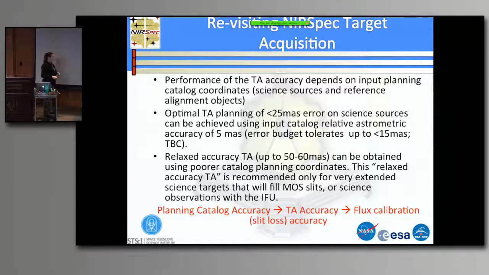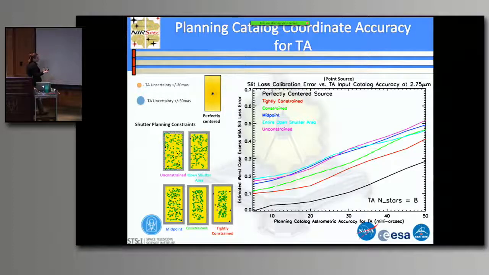It turns out that planning catalog accuracy translates to target acquisition accuracy, which then translates to flux calibration and slit loss accuracy, because the slit loss accuracy depends on how well you know where your source is in the shutter, of course. Here I'm revisiting those shutter planning constraints that I mentioned earlier, showing the tightly constrained situation versus a completely unconstrained situation.